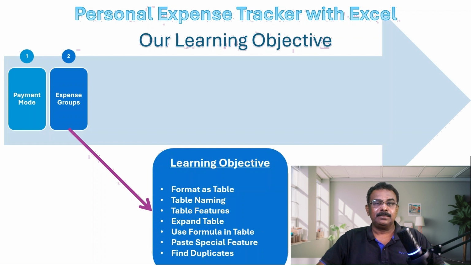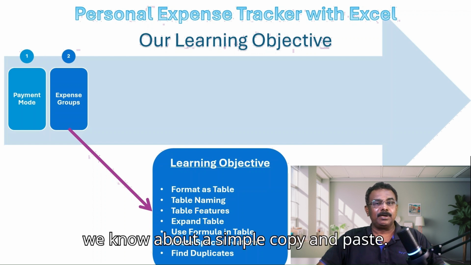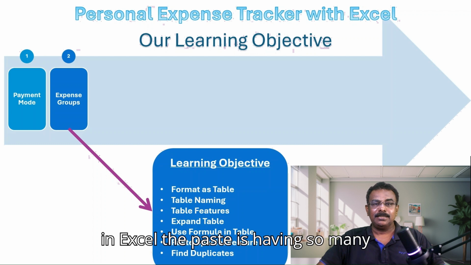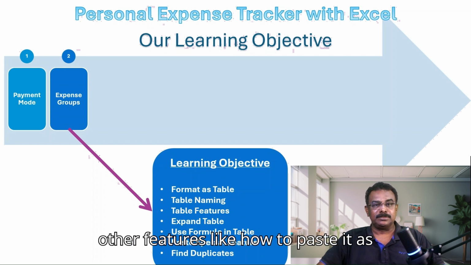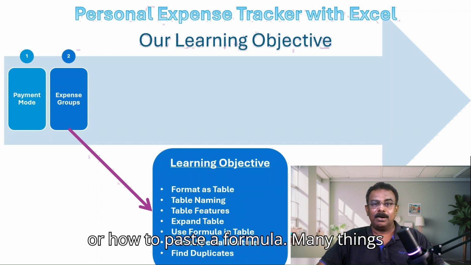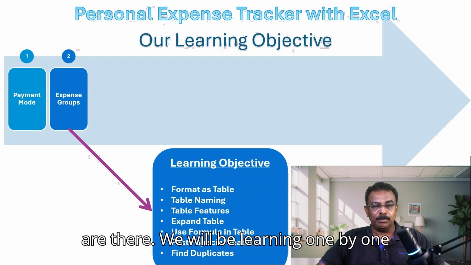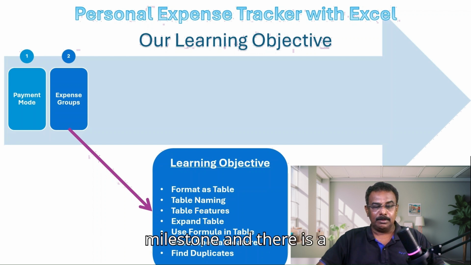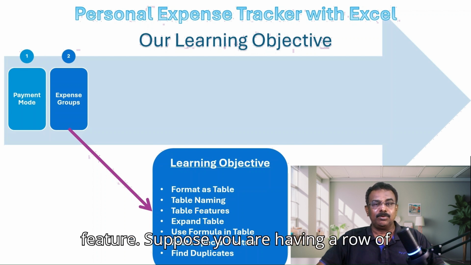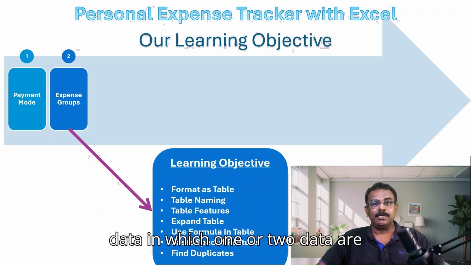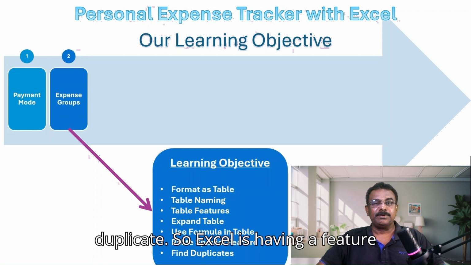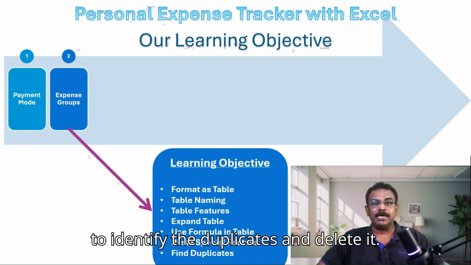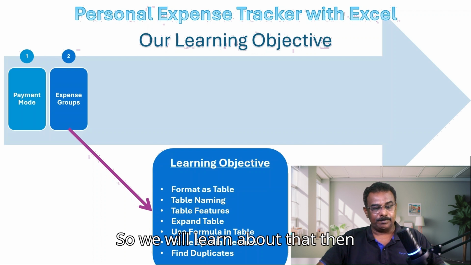And we know about a simple copy and paste. In Excel, paste has so many other features, like how to paste it as a picture, or how to paste a formula. Many things are there. We'll be learning one by one along with this milestone. And there is a feature, suppose you have a row of data in which one or two data are duplicate. Excel has a feature to identify the duplicates and delete them. So we'll learn about that.